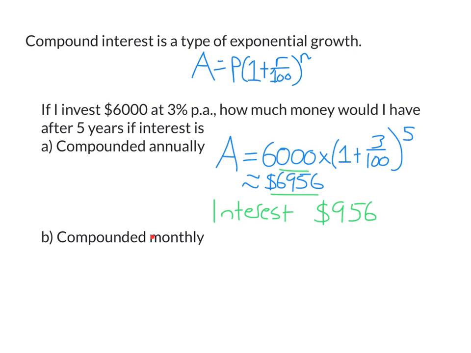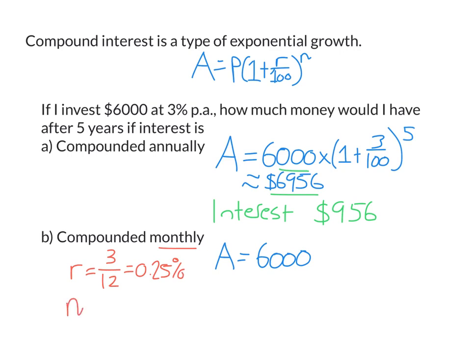Now, if it was compounded monthly rather than annually, it's the same formula, and P, the initial amount, is still the same, but we have to change R and N to be in the same unit. So compounded monthly, R was 3% per annum, which means 3% per year. So if it's compounded monthly, I need to change the interest rate to per month. So I'm going to divide by 12. So 3 divided by 12 is 0.25. So R is 0.25% per month.